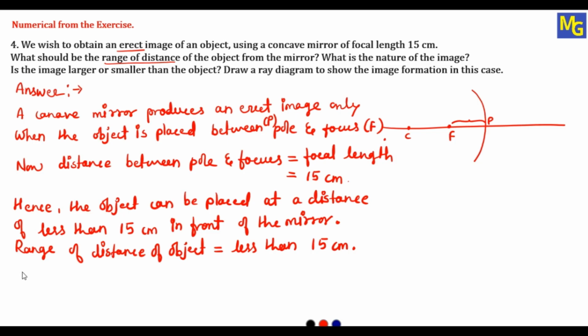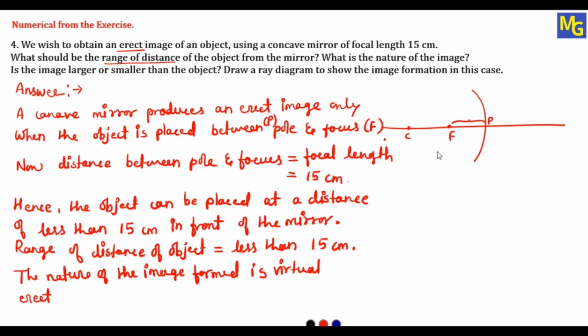So write down the next one. The nature of the image formed is virtual, because I am going to get my image on the back side of the mirror. Therefore, it is virtual, and it should be erect. According to the question only, it is erect. And whenever we get the image on the back side, it will be erect. And what is the size? I told size is enlarged. So this is the answer for the next question.